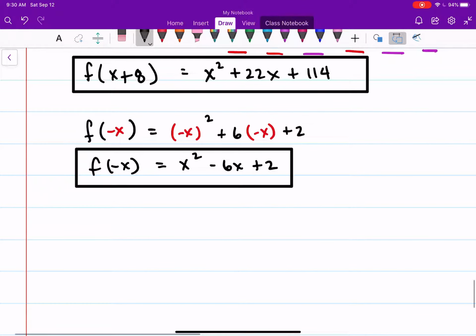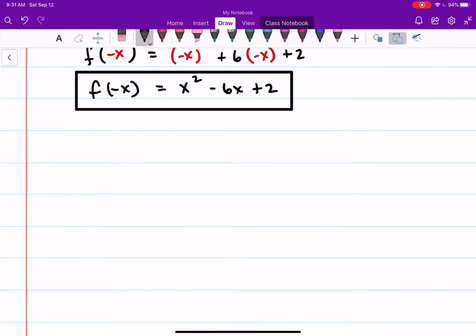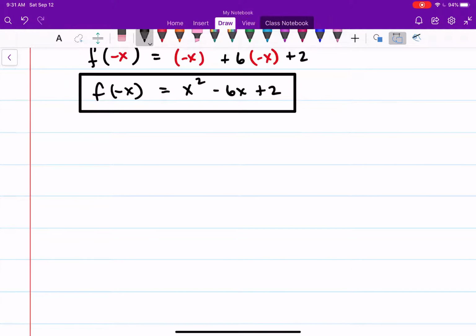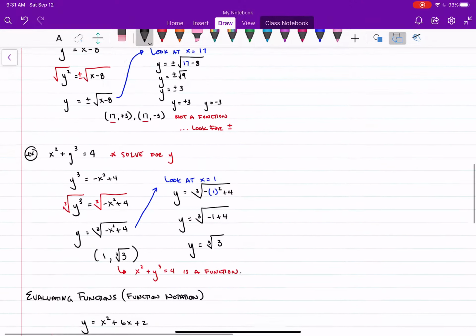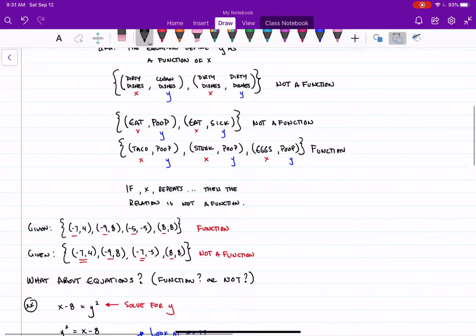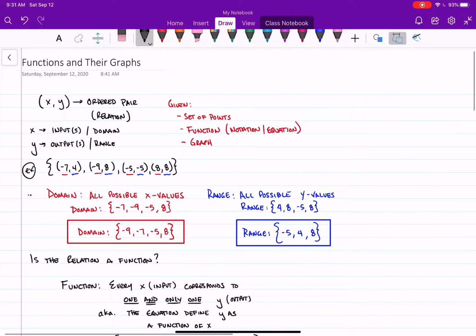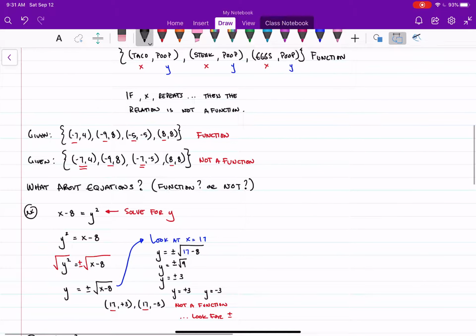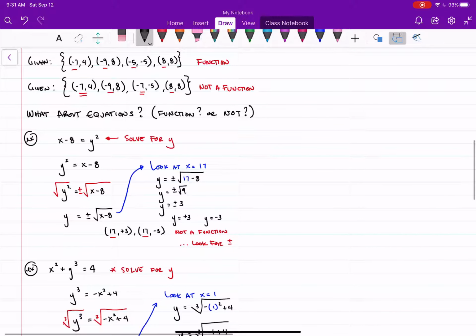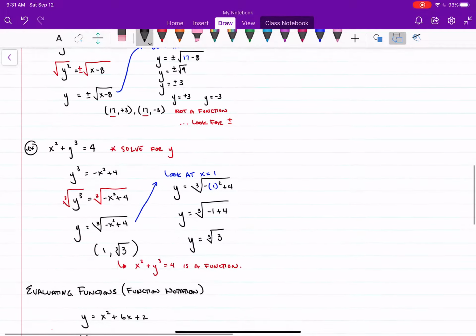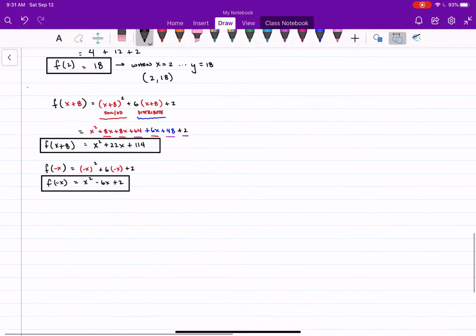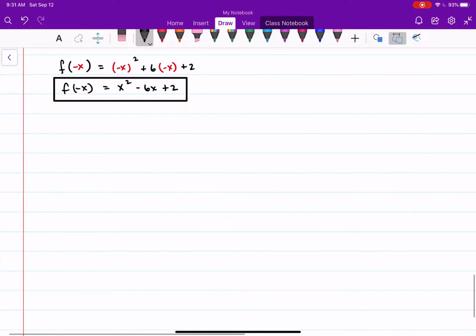All right, how about with graphs? Let's look at graphs now, okay? So what have we done so far? We talked about domain, range, whether it's a function or not, and also evaluating functions, right? So all three. What we're going to do is repeat everything, but with graphs, okay?